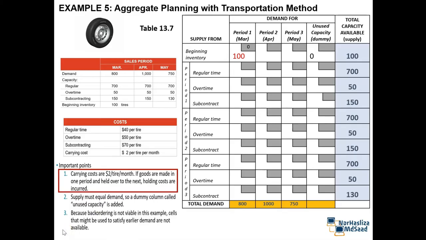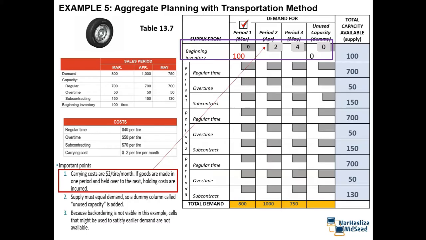The third step is to include the capacity cost, the cost per unit in the upper right corner of each cell of the matrix in table 13.7. First, we look at the carrying cost, which is $2 per tire per month. It begins with beginning inventory at period 2, $2, and we need to increase another $2 for period 3, and 0 for unused capacity.